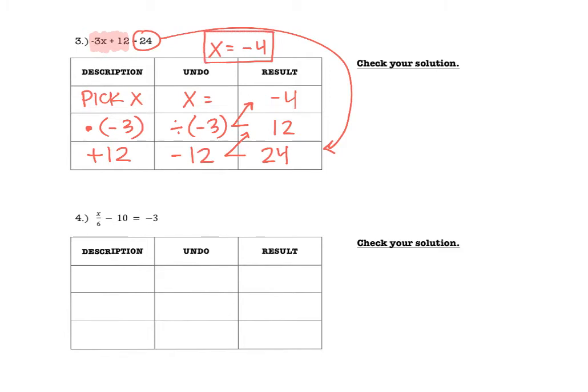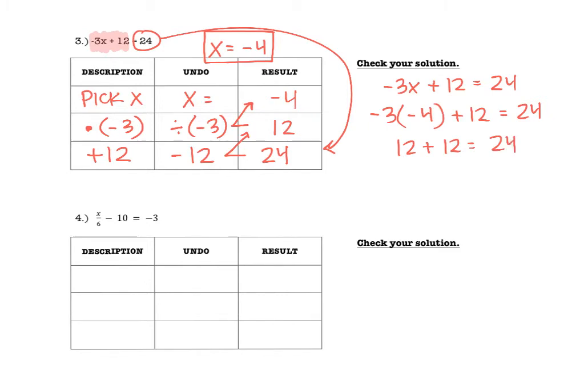And then I'm going to check that. So I go back to my original, negative 3x plus 12 equals 24. And then I'm going to plug in what I think x is, which is negative 4. And again, in my check step, I'm basically working down what I said I was going to do in the description column. So negative 4 times negative 3 is positive 12. And then 12 plus 12 is 24. So again, I know my solution's right because I got a true statement.